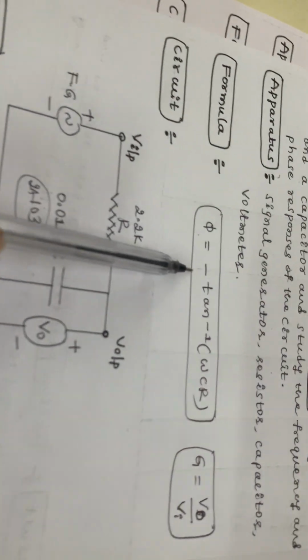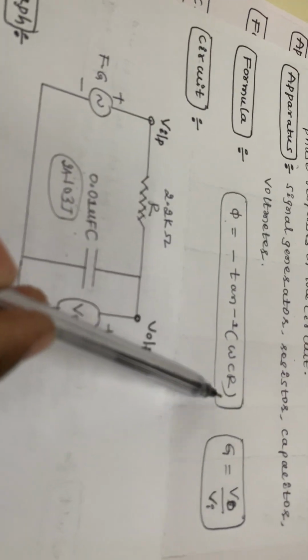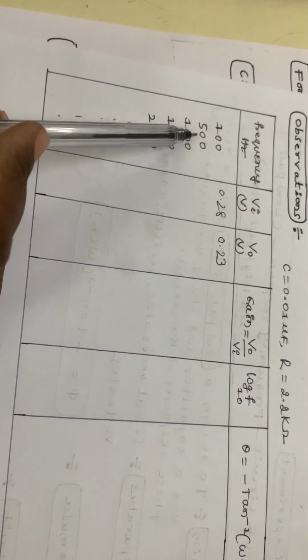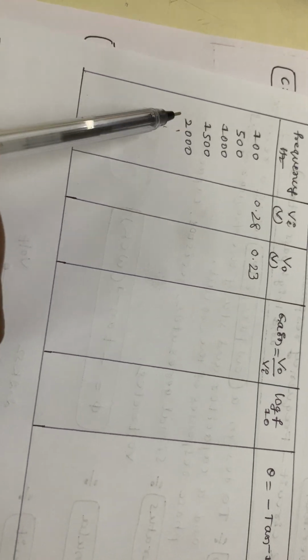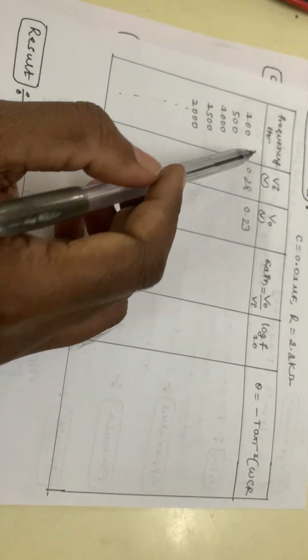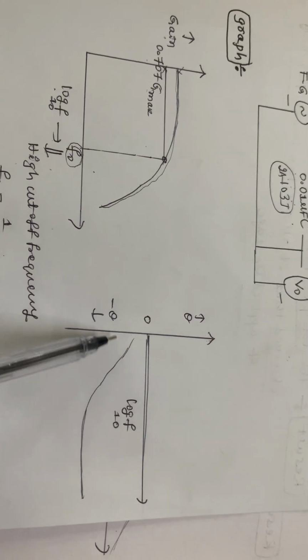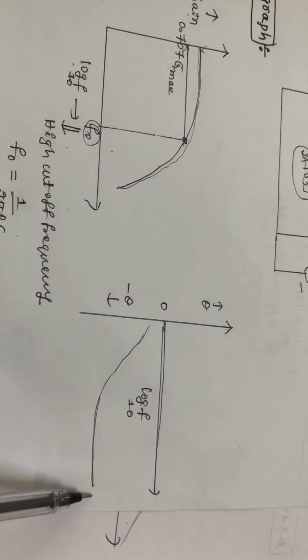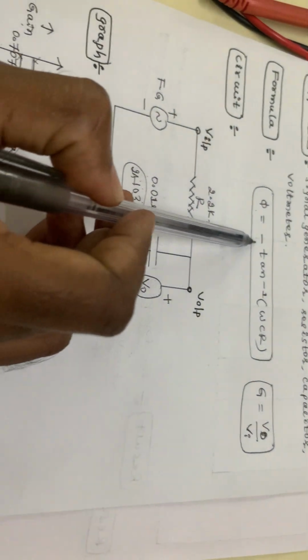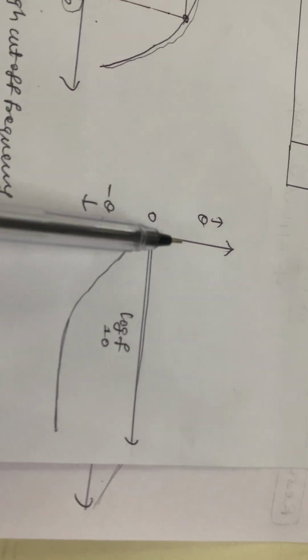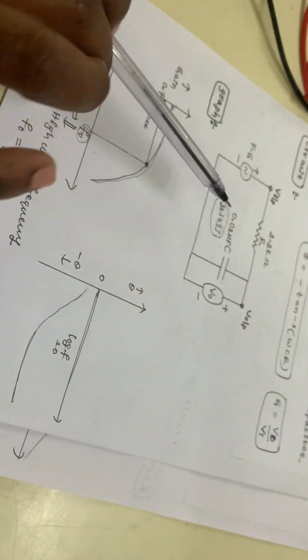By using phi is equal to minus tan inverse omega CR, where omega is equal to 2 pi f. For f equal to 100 hertz, 500 hertz, 1000 hertz, 1500 hertz, 2000 hertz, you calculate the theta value for each and every frequency value, and then you have to take the graph. That graph will come in the negative axis because the negative sign is there. This is log f versus theta that we have to take. This is the low pass filter.